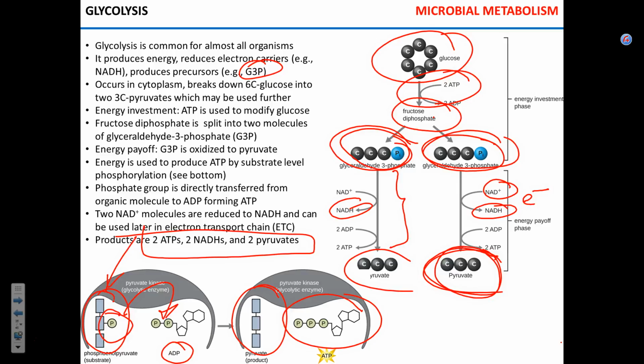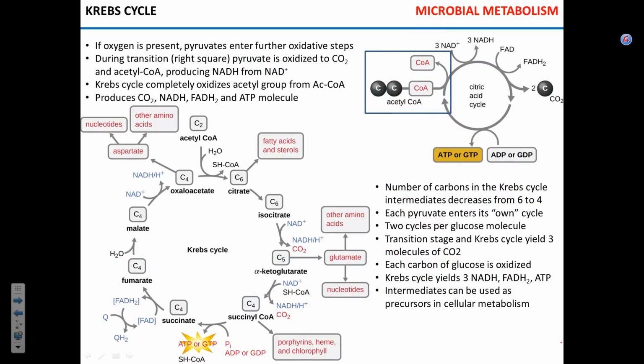How many carbons did we start glycolysis with? How many carbons do we have at the end of glycolysis? 6. We didn't lose any yet. Does that make sense? Awesome. Krebs. Holy crap. By the way, those pathways, glycolysis and Krebs cycle, give us perfect examples of enzymatic systems that are organized.